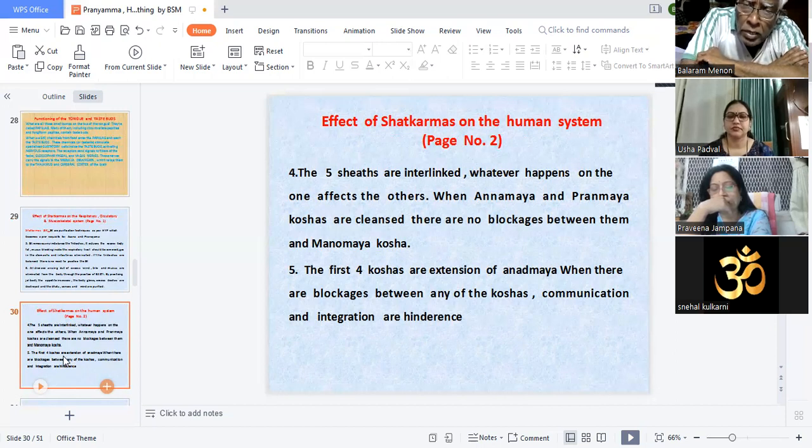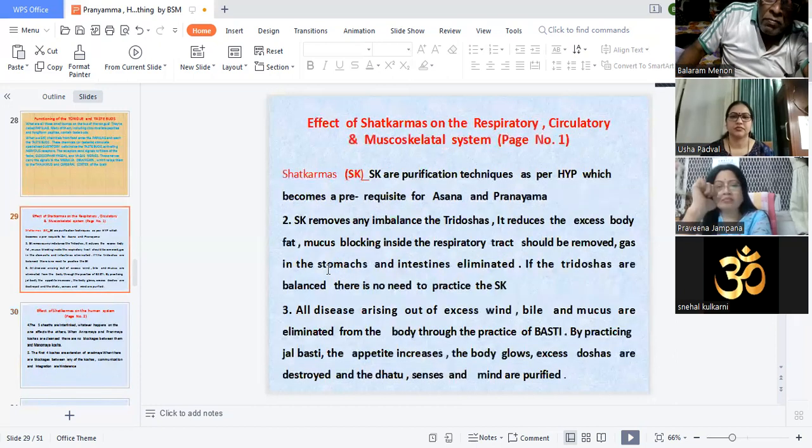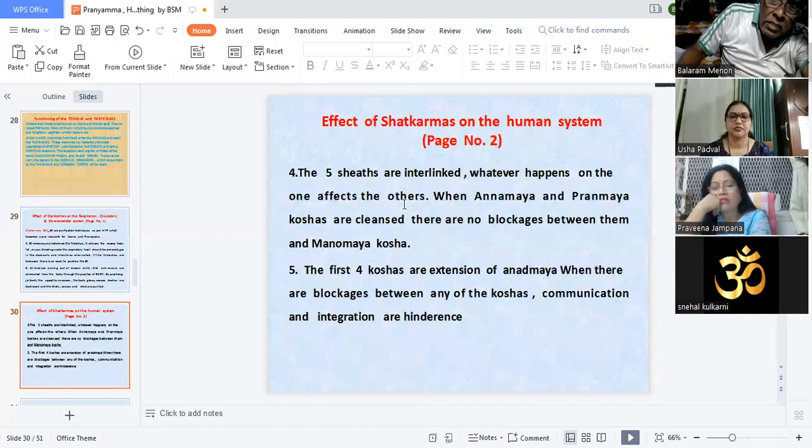Whenever there are blockages between any of the koshas, communications and integrations are hindered. Again I repeat, Shatkarmas benefits: all the diseases arising out of the excess wind. Then the five sheets, Panchakoshas. First four koshas are extension of the Anandamaya kosha.